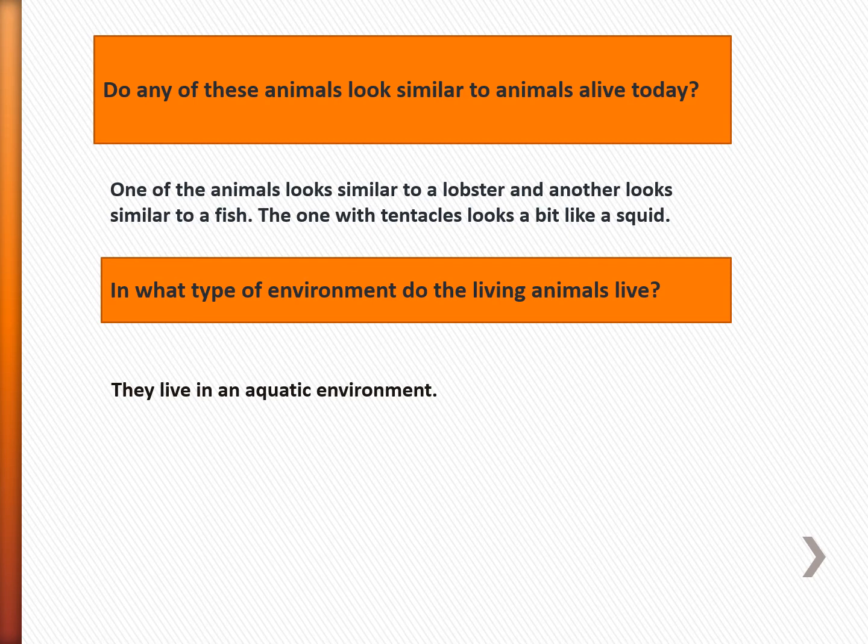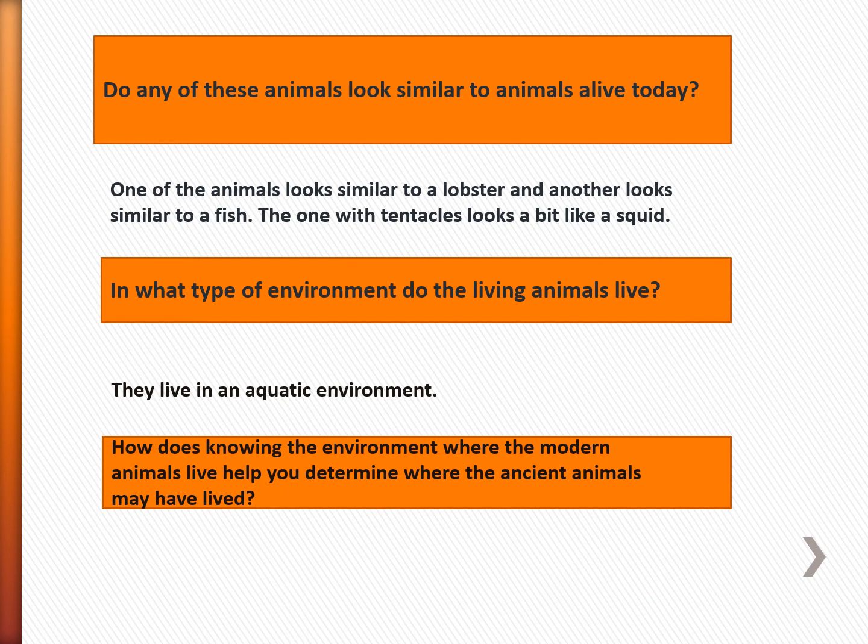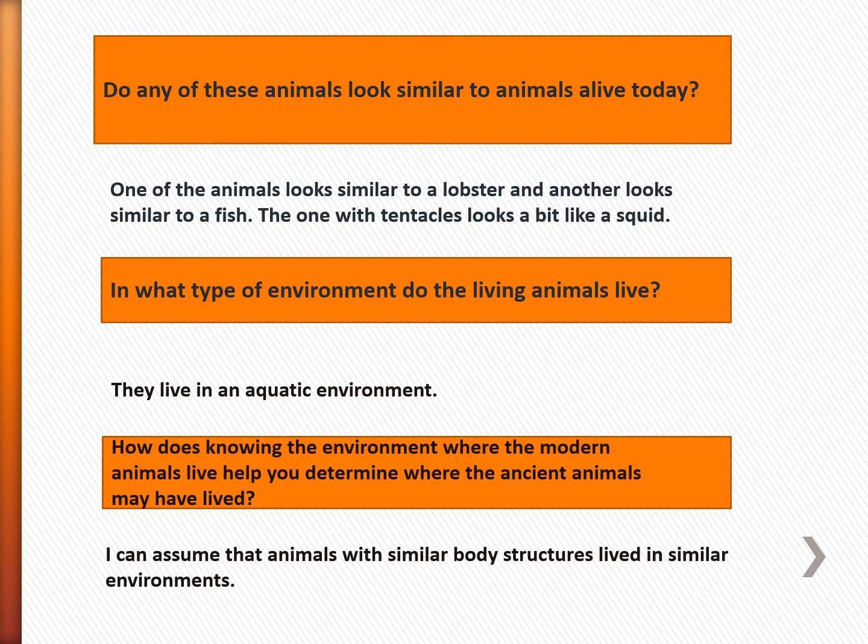Last question. How does knowing the environment where the modern animals live help you determine where the ancient animals may have lived? Again, how does knowing the environment where the modern animals live help you determine where the ancient animals may have lived? Very good. I can assume that animals with similar body structures lived in similar environments.